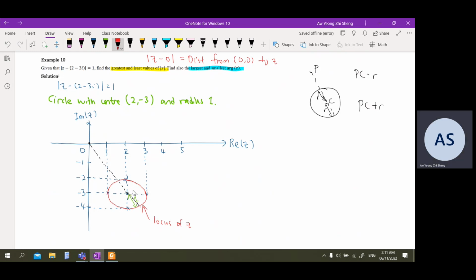Okay. So this point, for easier referencing, I will just call it C here with coordinates 2, minus 3. So I will first find the distance from O to C. So OC will be square root of 2 squared plus minus 3 squared. That gives me root 13.